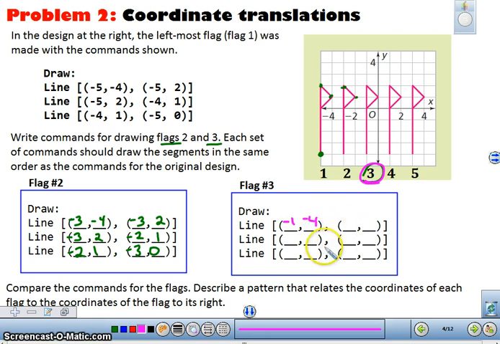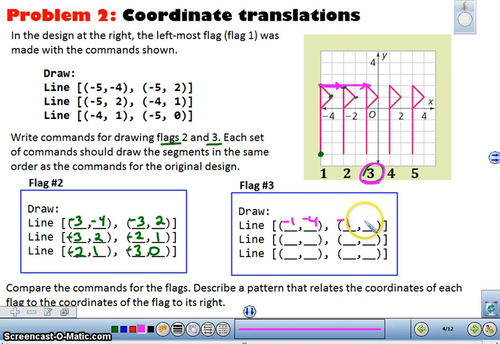So notice as you look at these, our y coordinates aren't changing. What is changing is our x. And I want you to think what happened each time we moved it. How far are we sliding it or translating it? How far are we translating that from one flag to the next flag as we look at that?